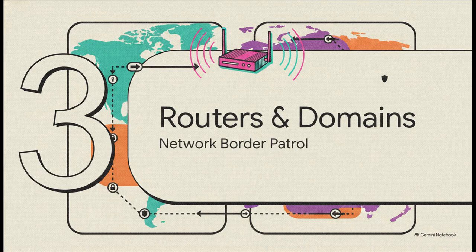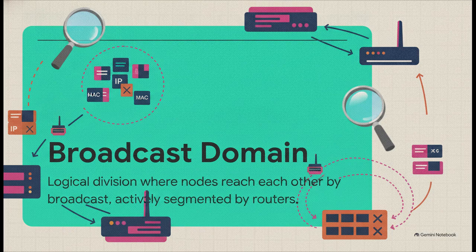Which brings us to Section 3, routers and broadcast domains, or as I like to call them, the Network Border Patrol. Remember earlier when we talked about how switches segment collision domains down at Layer 2? Well, Layer 3 routers are the heavy lifters that step in to segment these massive, noisy broadcast domains. See, routers do not care at all about those physical MAC addresses. They actually strip away the physical MAC info so they can make their routing decisions based strictly on logical IP addresses. They are operating entirely up at Layer 3.